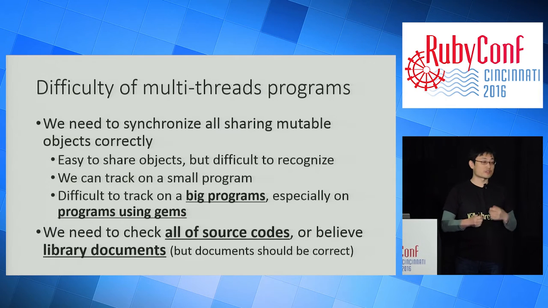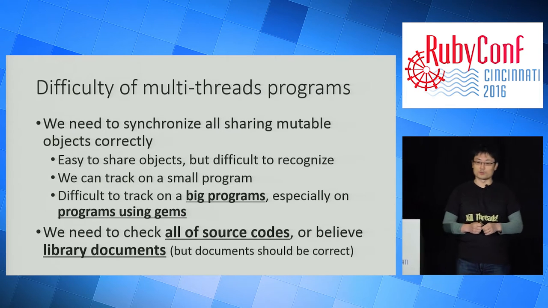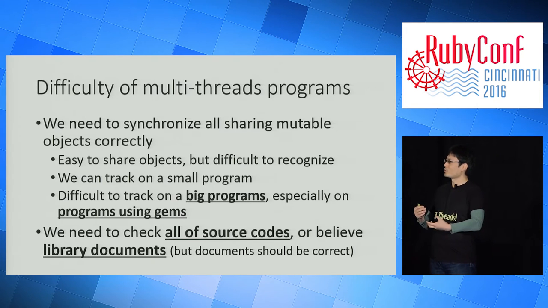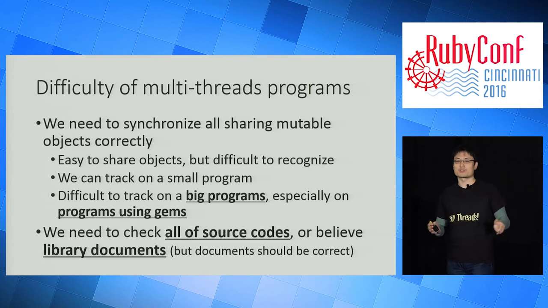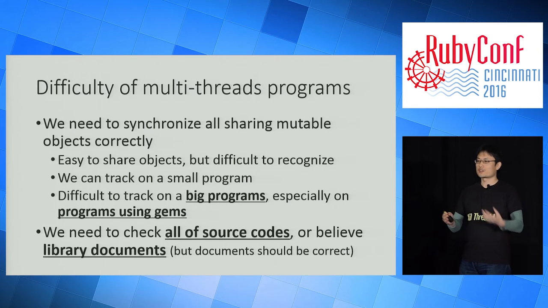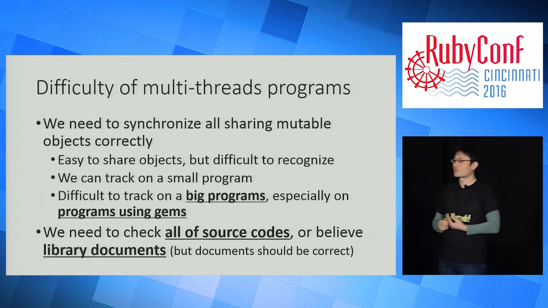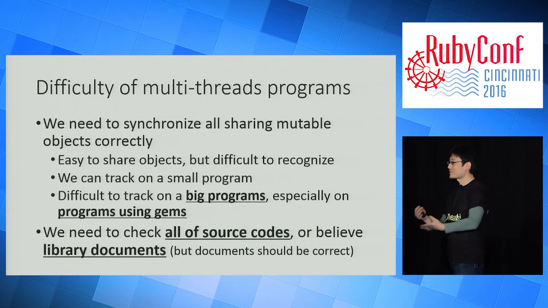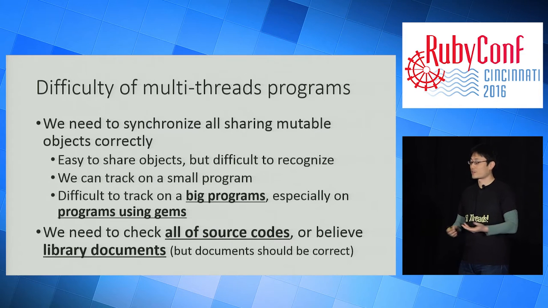The difficulty of such multi-thread programs is that it is easy to introduce mutable shared state between threads. So we need to synchronize such shared mutable objects correctly. Completeness is the problem. We need to use locks or some other synchronization for any shared state.